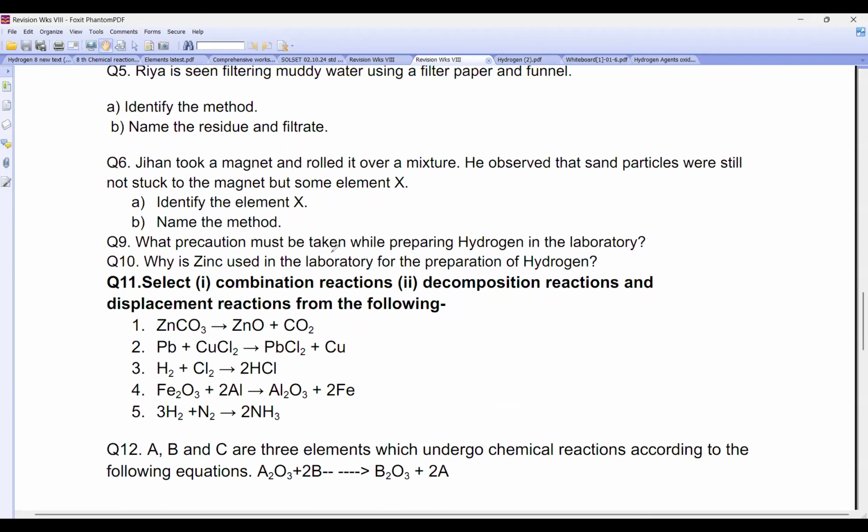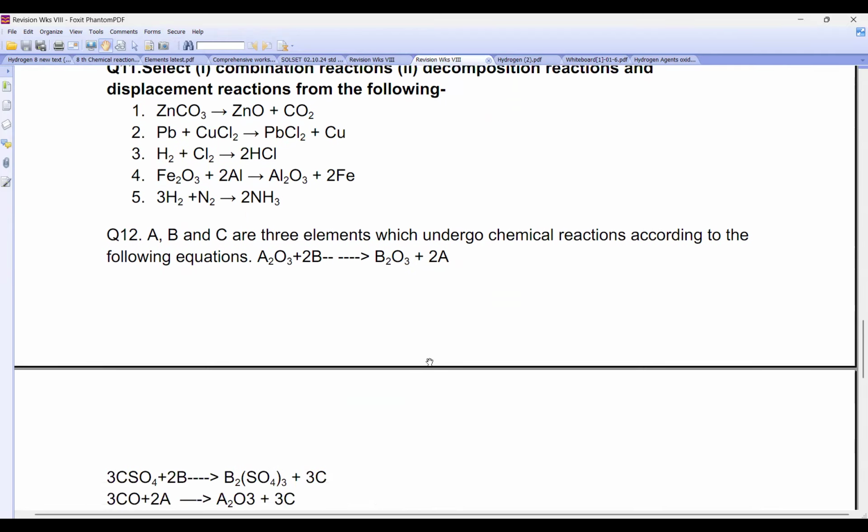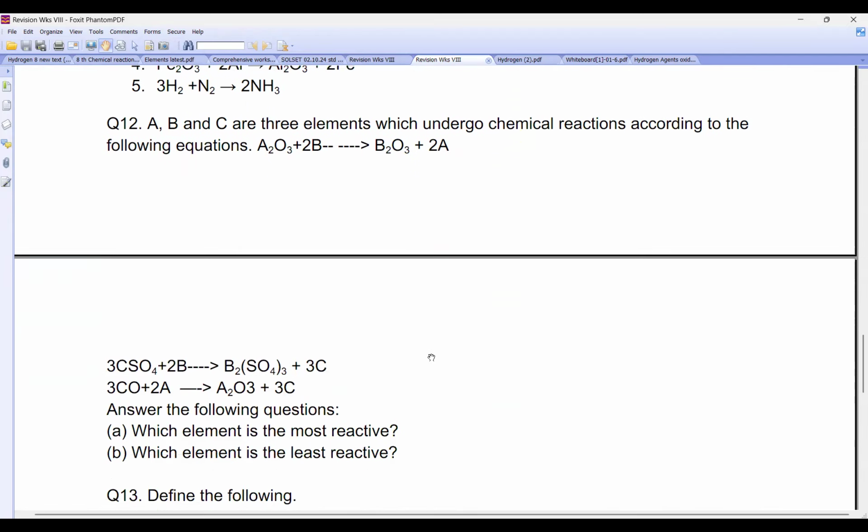What precaution should we take? We have already done this. Why is zinc used in laboratory preparation? Zinc granules should have been written here. It has impurities which have a catalyzing effect, and it can displace hydrogen from the acid.